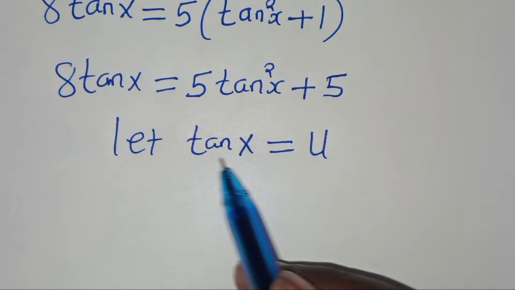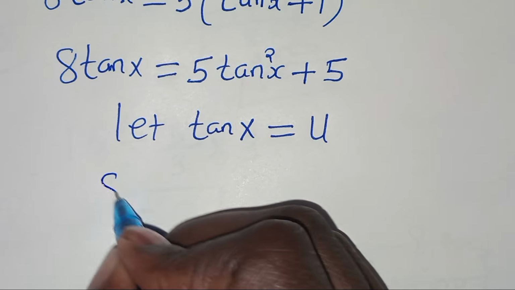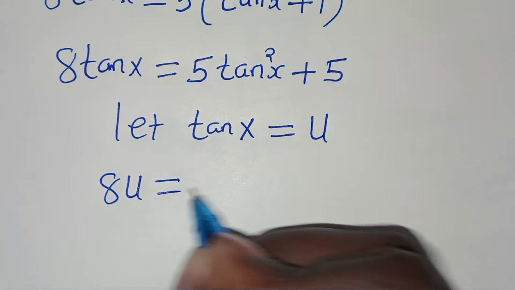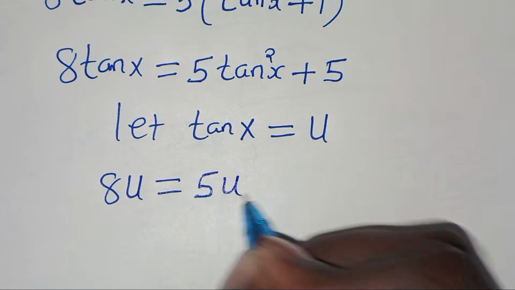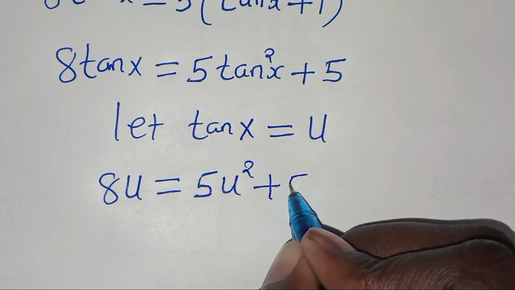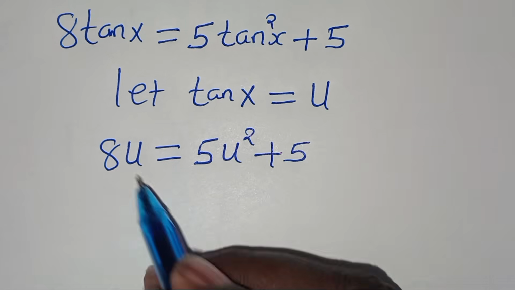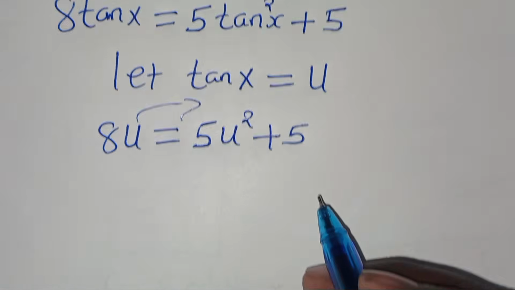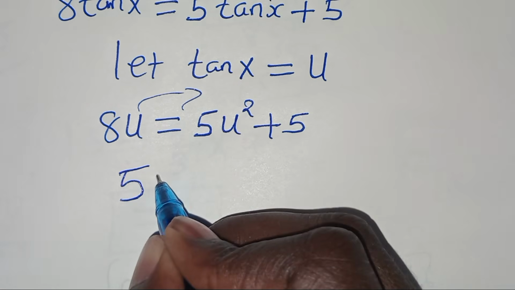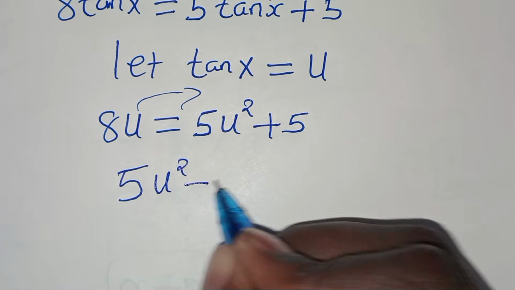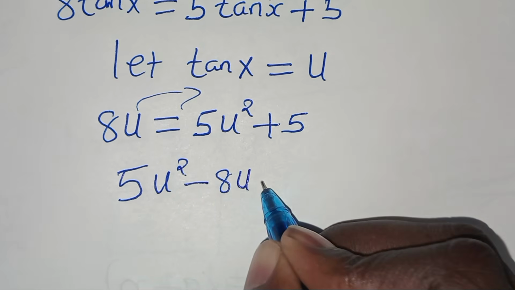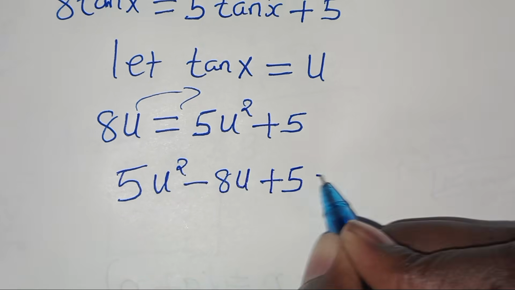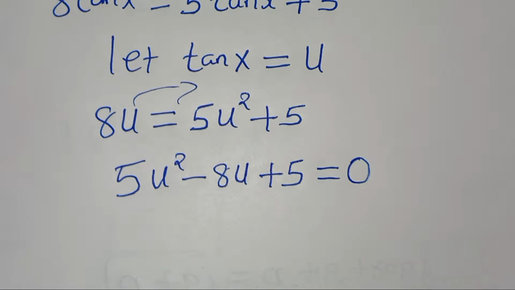So let's substitute tan x with u so that we have 8u equal to 5u squared plus 5. Now let's take 8u to the right hand side so that we have 5u squared subtract 8u plus 5 equal to 0.